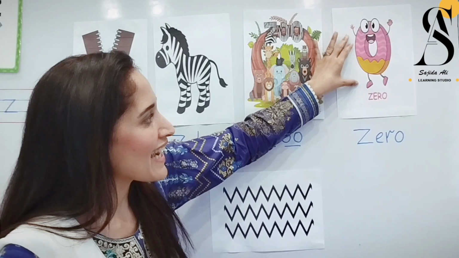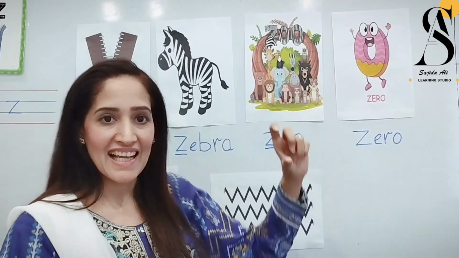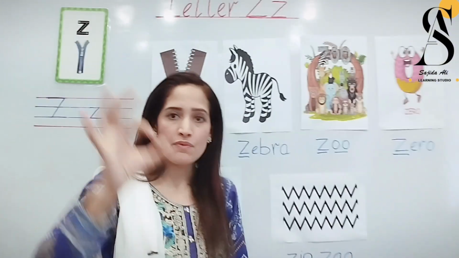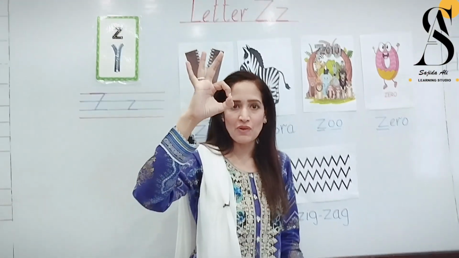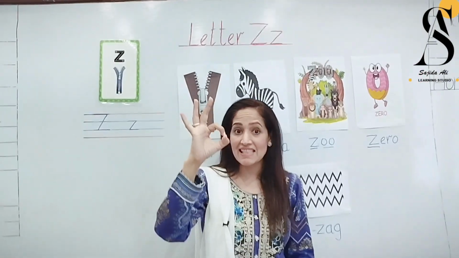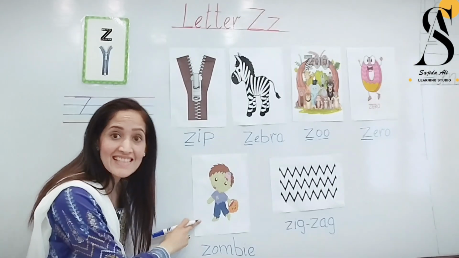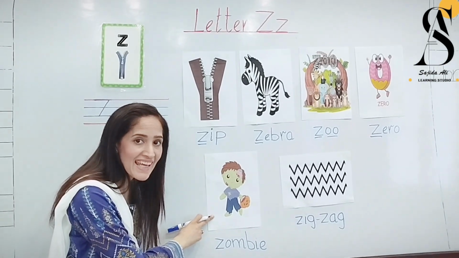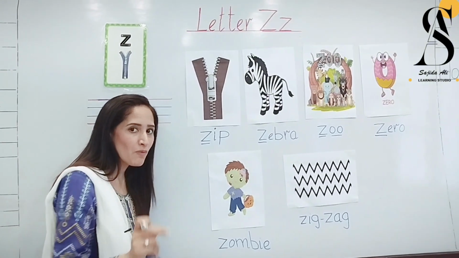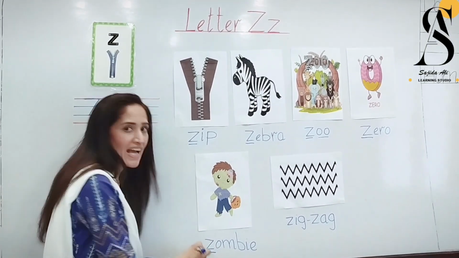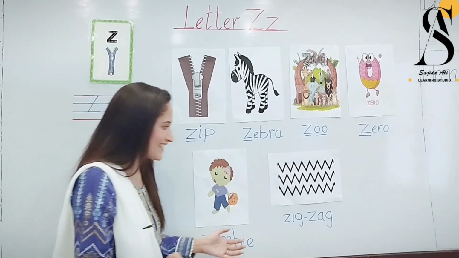And here, can you guess what's this? It's a donut, and you can say it's looking like a zero. Zero. Let's make it with the fingers. How to make zero? Like this. Come on, try it. Zero. Okay. And what is this? This is zombie. I know that you all watch zombie cartoons. Zombie. I am very scared of zombies.